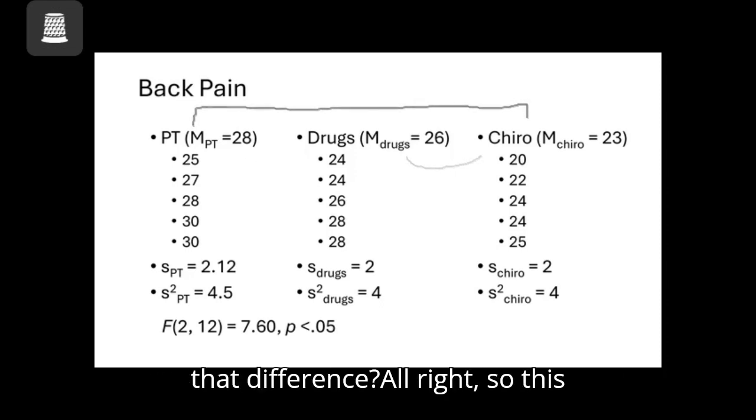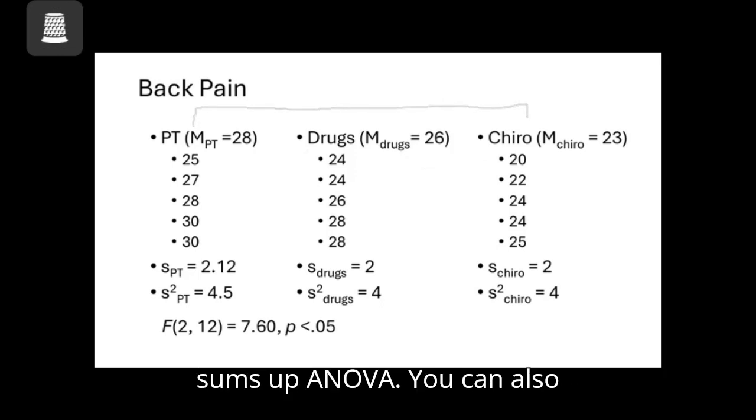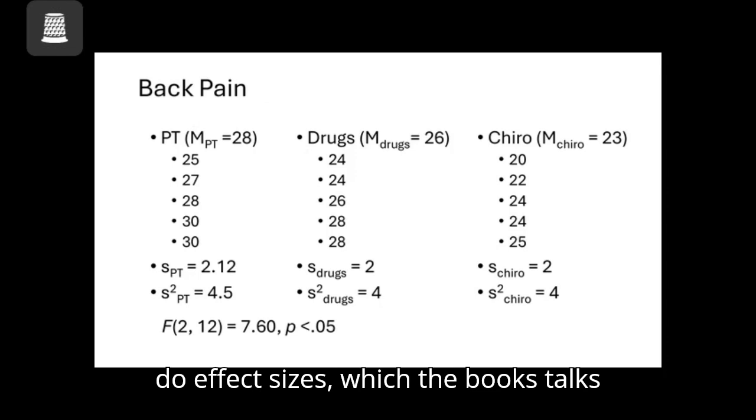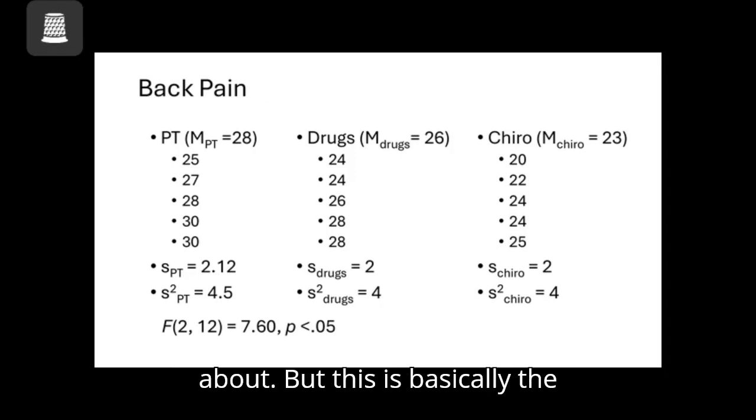All right, so this sums up ANOVA. You can also do effect sizes, which the book talks about, but this is basically the gist of how you do these one-way between subjects ANOVAs.